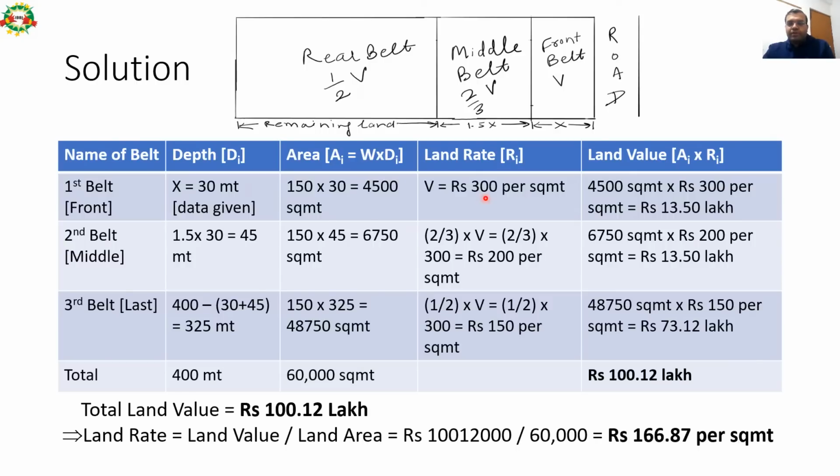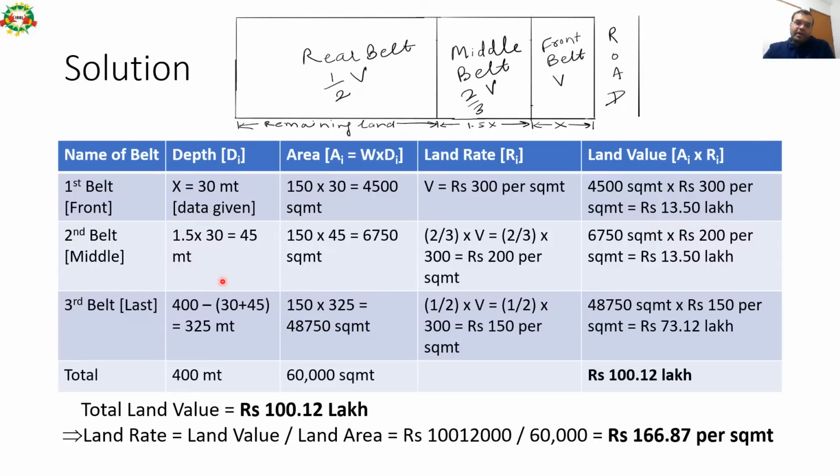With the help of the graph which we understood in previous slides, this is the table. First belt depth will be equal to x, because similar data is given. So the 30 meter deep first belt will be 30 meter deep, and the land area, since the front is 150 as given in the question, is 150 meter into 30, so the total area of the first belt will be 4500. Since the land rate for a similar size plot as per data collected from the market is 300 rupees per square meter, the total value of the front belt is 4,500 into 300 rupees per square meter, which is equal to 13.50 lakh rupees, the value of the first belt.